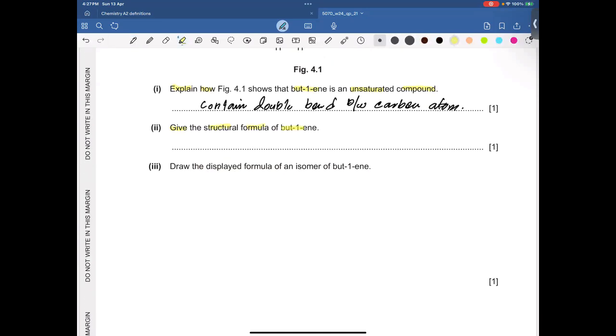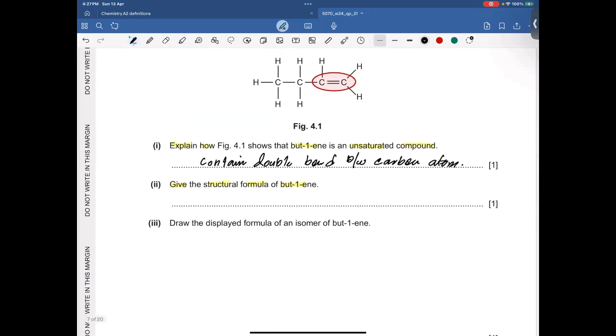Give the structural formula of butene. So ये जो displayed लिखा है इसी को structural में convert कर देते हैं. CH3, CH2, CH, double bond CH2. Structural formula can be written like this. So both these possibilities are acceptable in the paper.